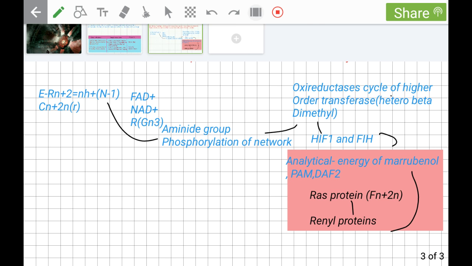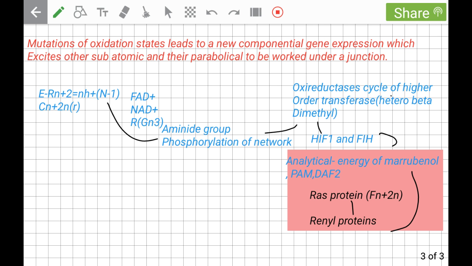So next we will move here. The mutations of oxidation states lead to the new componential gene expression which excites other subatomic and their parabolical states to be worked under a junction. So the mutations have oxireductase positions. They lead to the new componential energy in the new gene expression which excites an electron which makes an associative property of communicative in the whole dark DNA structure.